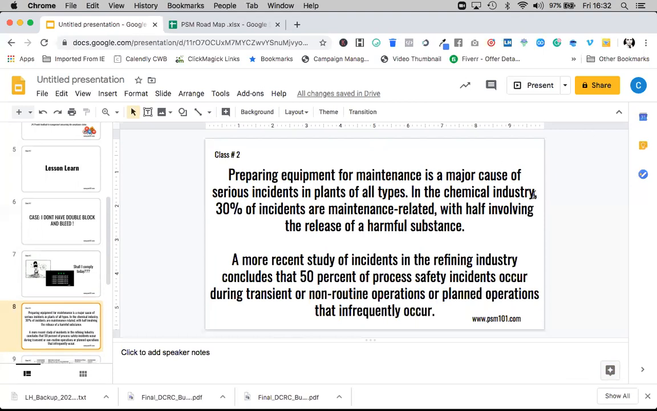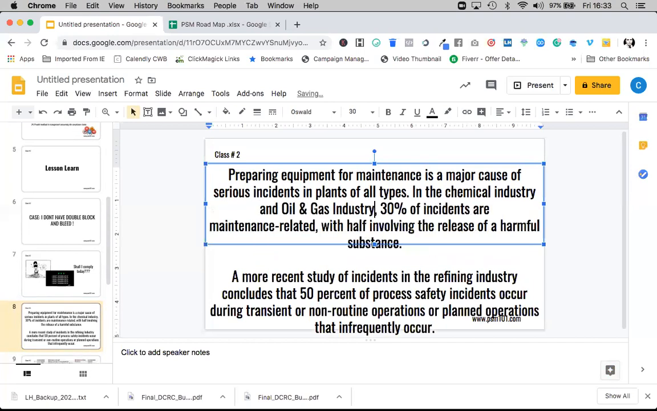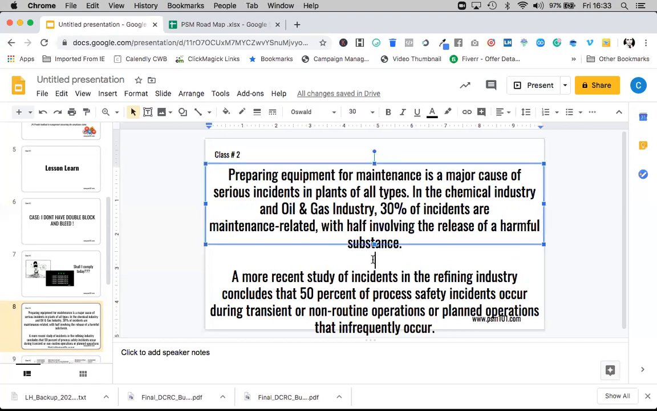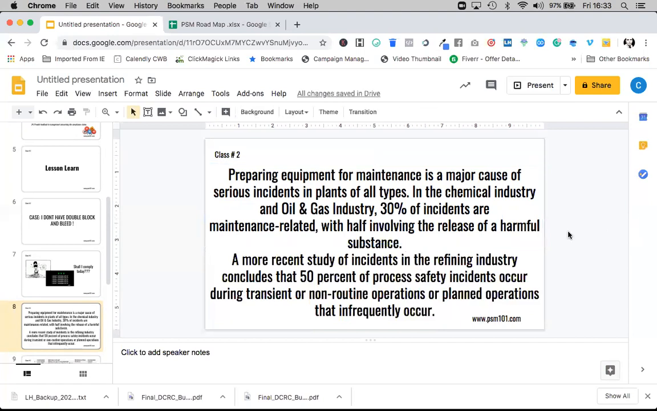Just let me add it now that we have the class: chemical industry and oil and gas industry. 30% of incidents are maintenance related, with half involving the release of harmful substances. A more recent study in the refining industry concludes that 50% of process safety incidents occur during transient or non-routine operations, or plant operations that infrequently occur.